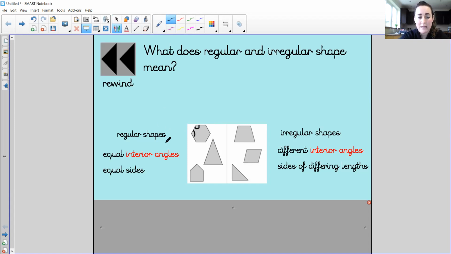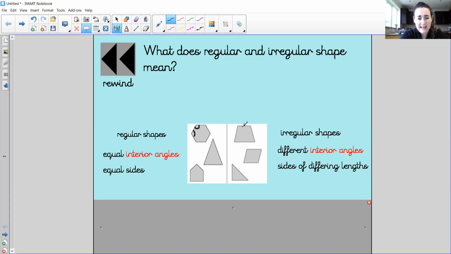So a regular shape has equal interior angles, equal meaning the same. It also has equal length sides. Irregular shapes have different interior angles, so they might have two that are the same and then two that are different, or they might have only one that's the same and two different, or they might all be completely different. They also have sides of differing lengths. That just means that the sides might be different lengths as well.